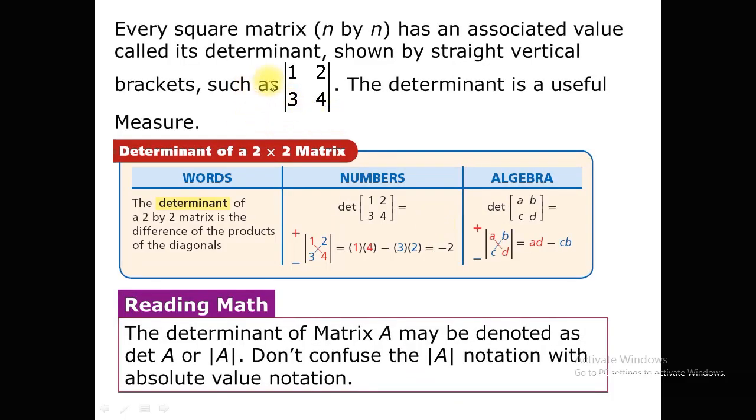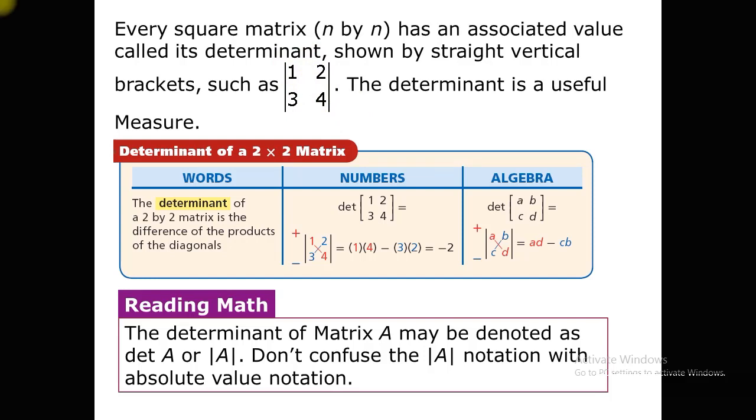Now for the determinant, suppose we have a square n by n matrix. An n by n matrix has an associated value called its determinant, shown by straight vertical bars like this symbol. Suppose we have a 2 by 2 matrix containing the elements 1, 2 and 3, 4. The determinant of that matrix will be in this presentation. And dear students, note that the determinant is a useful measure.